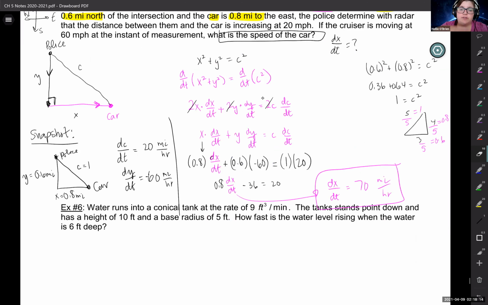All right, any questions over 5? The goal is to go through many problems so you understand the method.